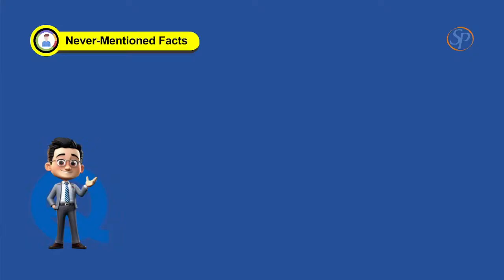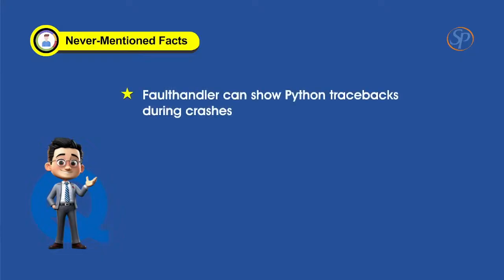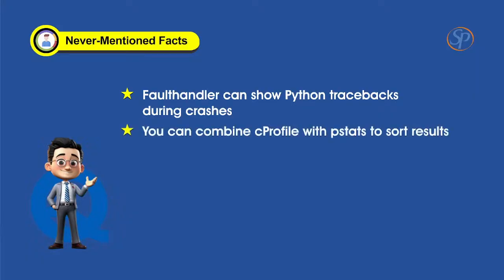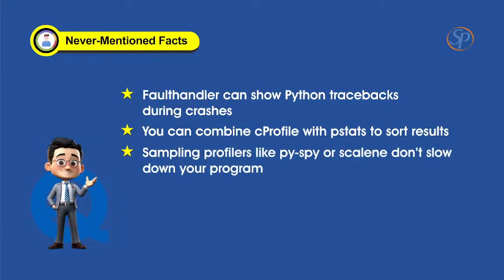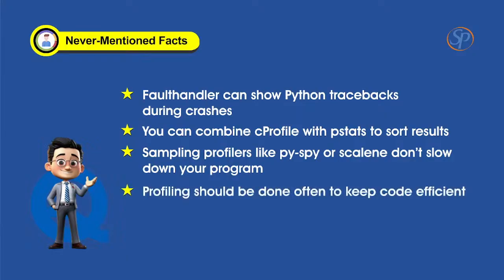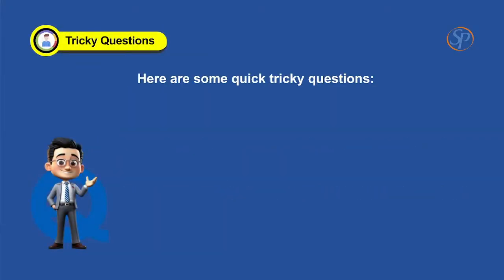Bonus facts. These are some helpful tools many beginners don't know. faulthandler can show Python tracebacks during crashes. You can combine cProfile with pstats to sort results. Sampling profilers like py-spy or Scalene don't slow down your production. Profiling should be done often to keep your code efficient. These tools help make debugging and profiling easier.